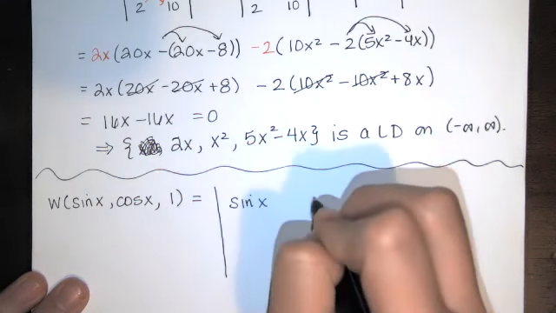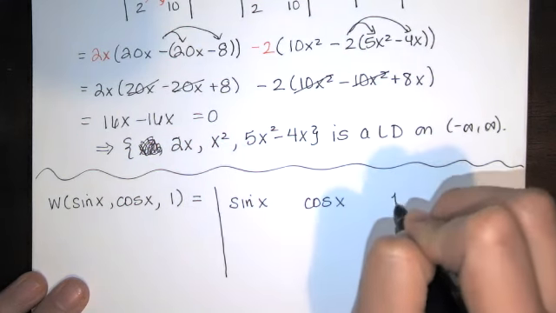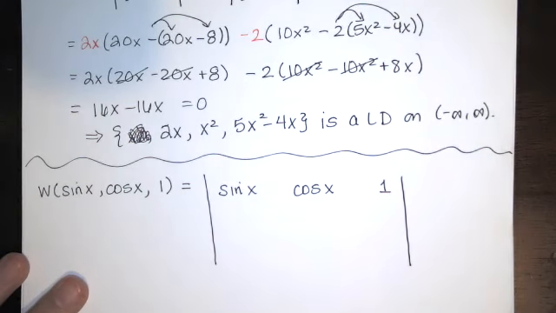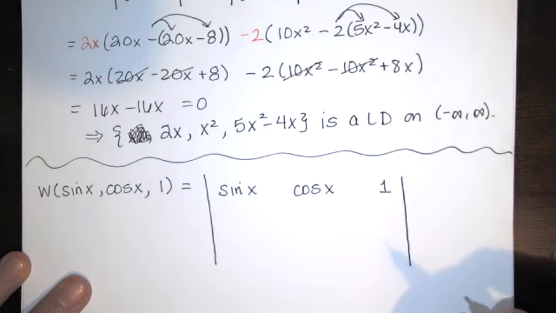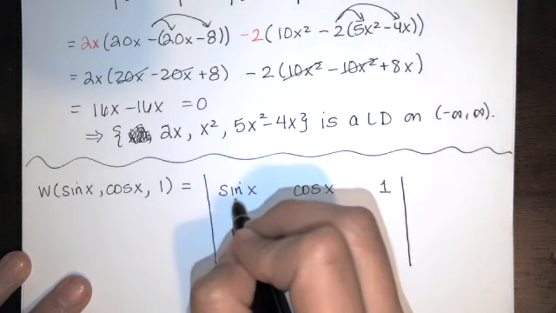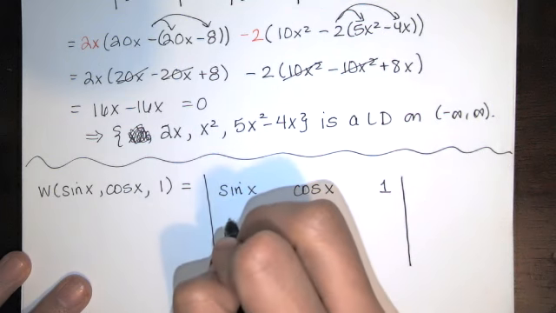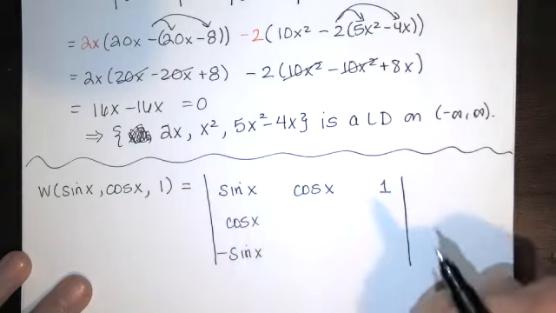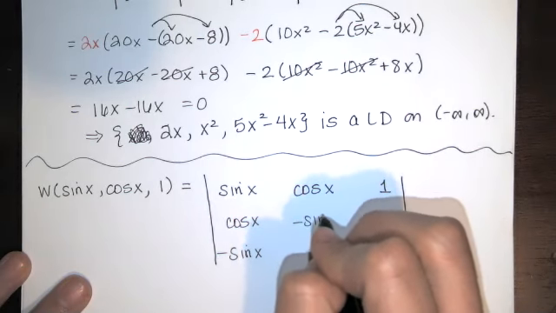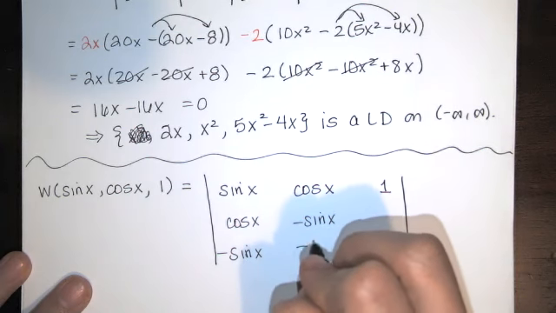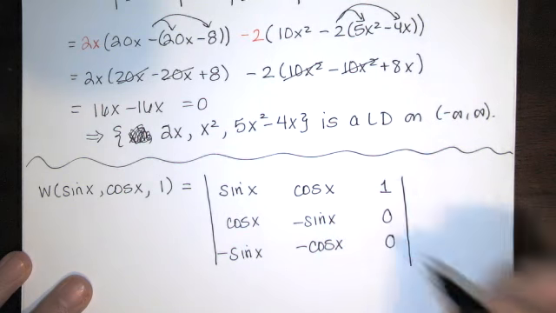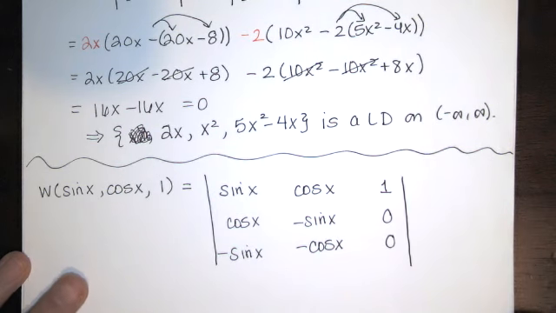So you've got sine of x here, cosine of x here, and 1. The question is: is this set linearly independent or is it linearly dependent? Well, in order to figure that out, I'll evaluate this 3 by 3 determinant. Take the first and second derivative of sine of x, so you get cosine of x and negative sine of x. The derivative of cosine of x is negative sine of x. Derivative of negative sine of x is negative cosine of x. Derivative of 1 is 0, and then the second derivative of 1 is, of course, 0 as well.